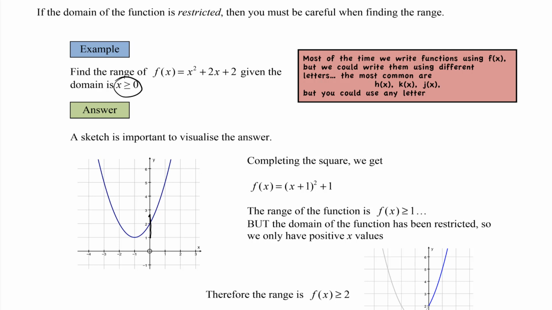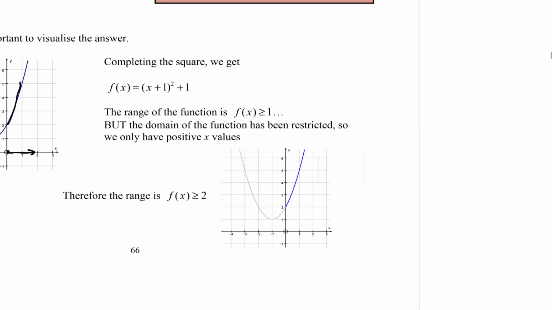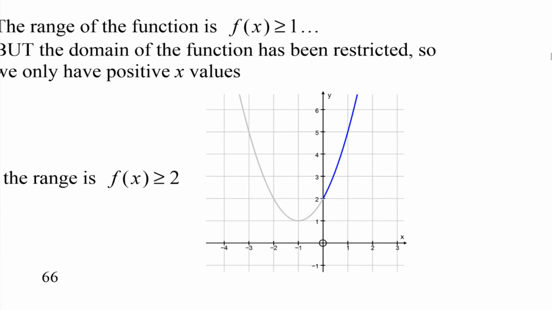So you can see that we could have any f of x value if it's greater than or equal to 1. But the question says we're only talking about x values greater than or equal to 0. So we're only talking about this part of the graph here. Alright, so let's zoom in here. So we're only talking about the blue part of the graph here. So I can clearly see for that part that the range, the possible y values, are 2 and above.